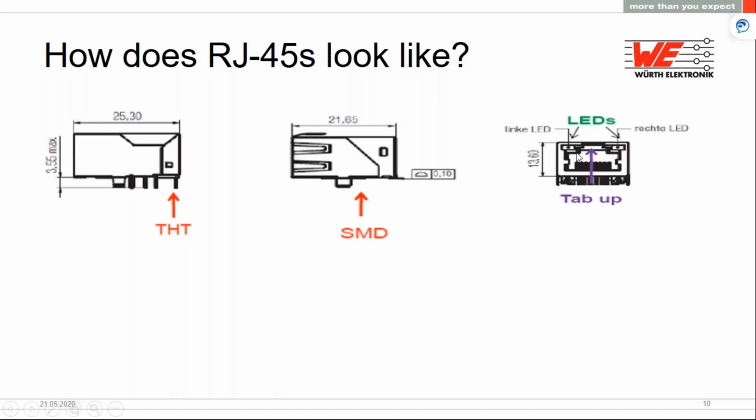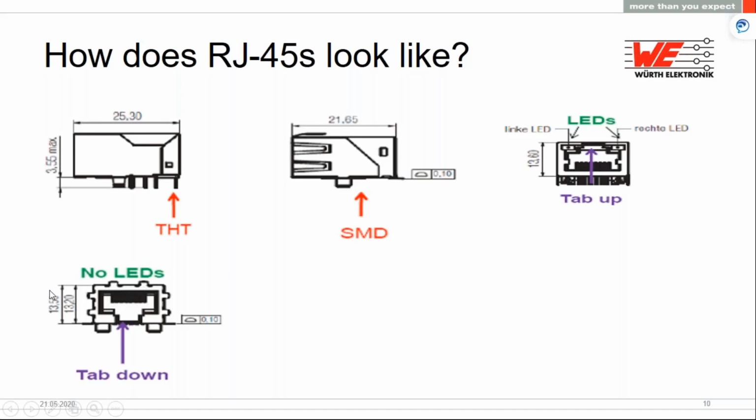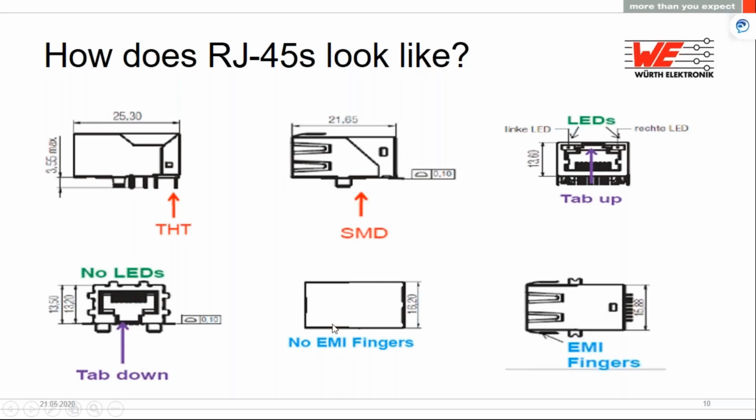Then another type is tab up, which could have a few LEDs built into it. Tab down with no LEDs, entirely depending on what application you are trying to put it in and how much space the board is allowing. Next would be a simple RJ45 with no EMI fingers. And lastly, something which has a very tiny extension to the board, to the LAN, which is called EMI fingers.